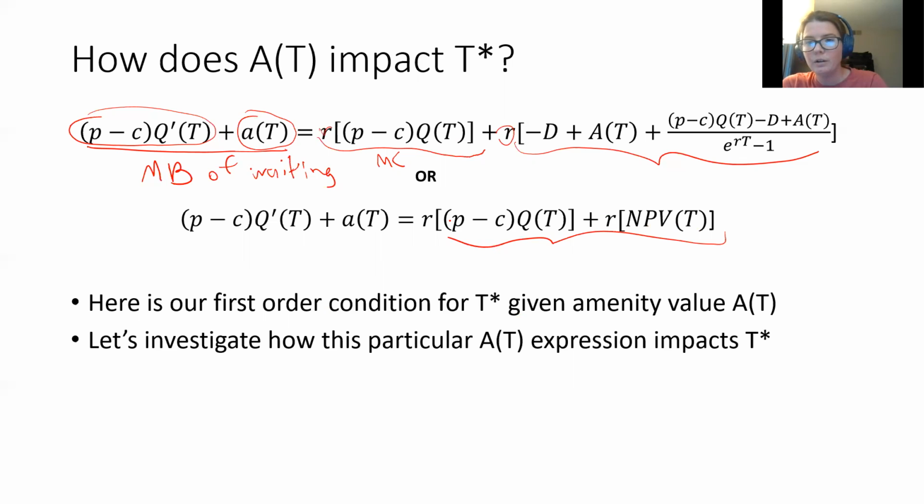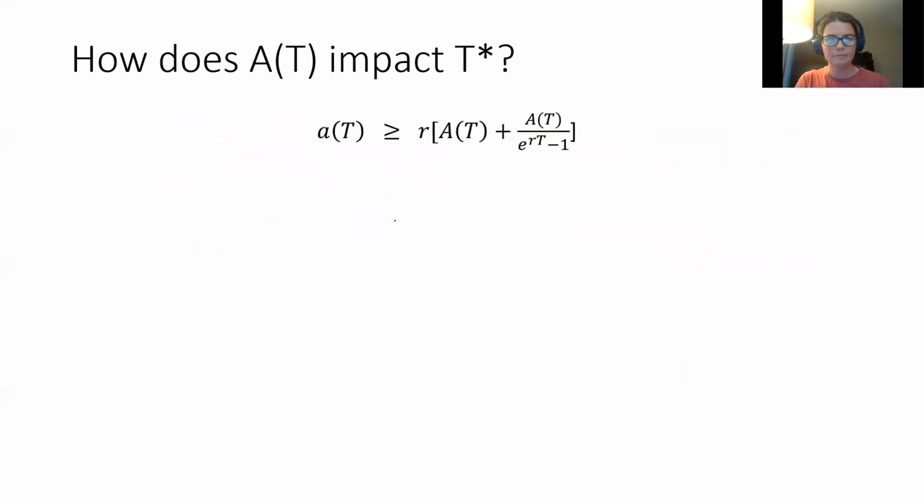And what we want to know is, given how we've defined A cap t, which is showing up here now, and is also showing up in our net present value equation as well, how have we impacted the marginal benefit of waiting versus the marginal cost of waiting? We're going to see if we can find some definitive truth of how we've defined this amenity value, and how it's impacted marginal benefits and marginal costs.